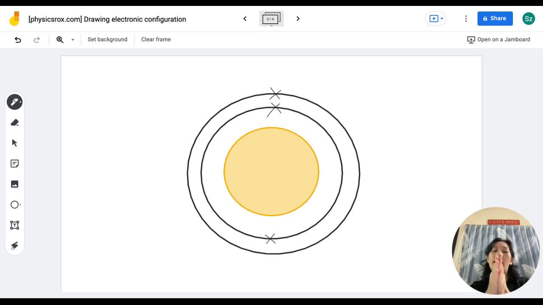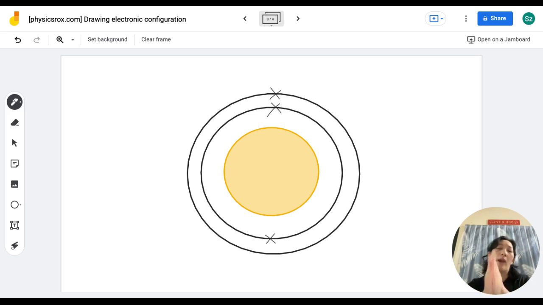So what you do is, if you see that the atom has, let's say for example, this particular atom has 7 electrons. So 7, right? The first 2 must go in the first shell. And then what's the balance? 7 minus 2 is 5, correct? So the 5 electrons now go into the second shell.